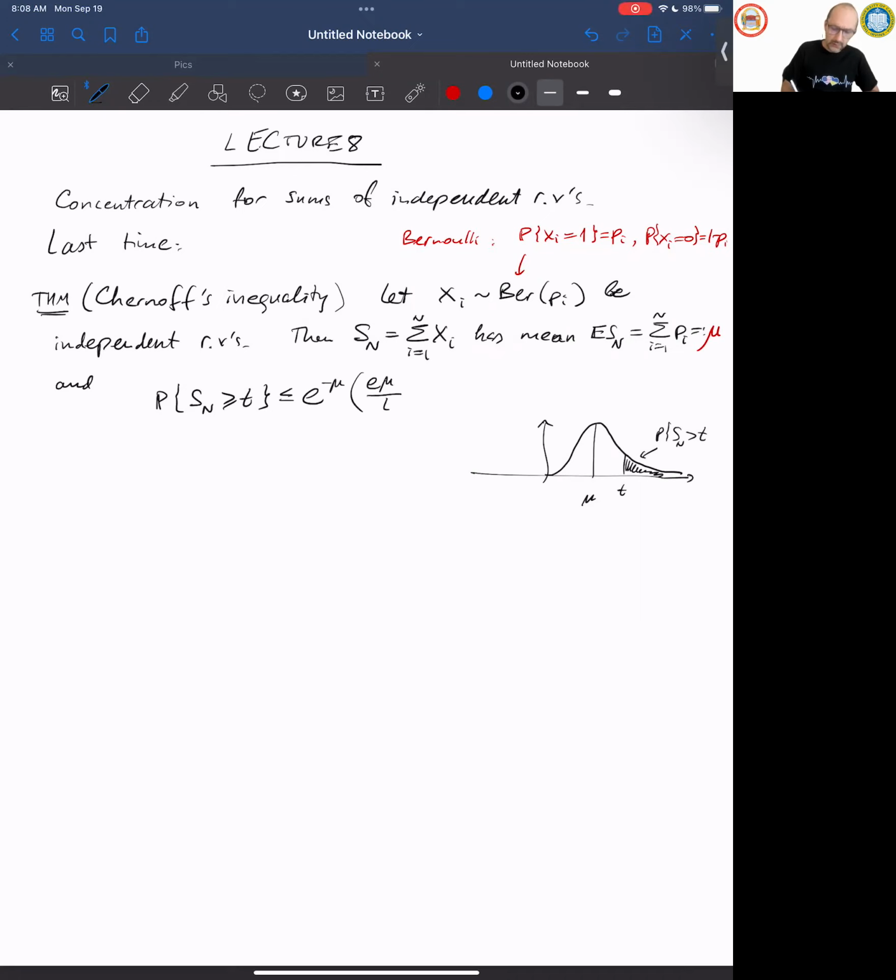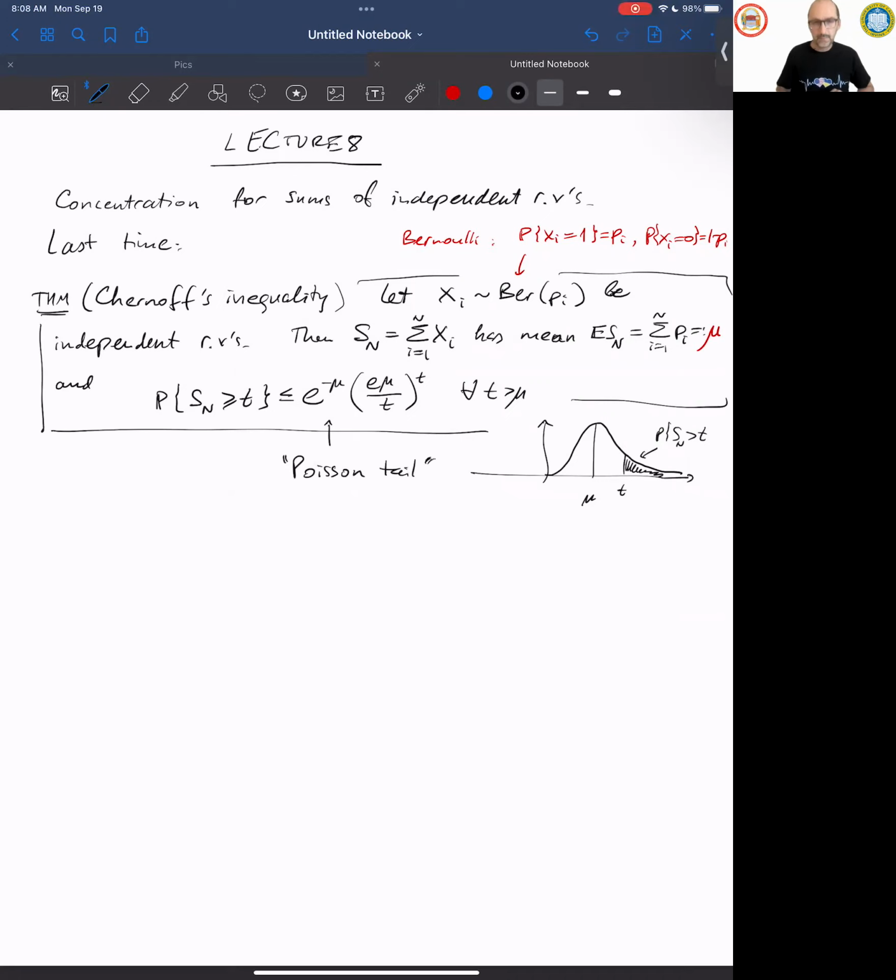And this is a funny expression. I don't really remember it because it's not Gaussian. We call it a Poisson tail. It's very sharp. So that's what we proved.